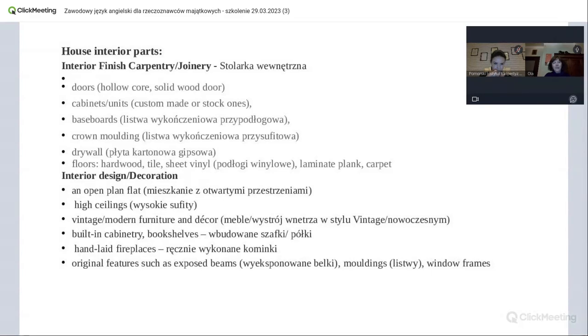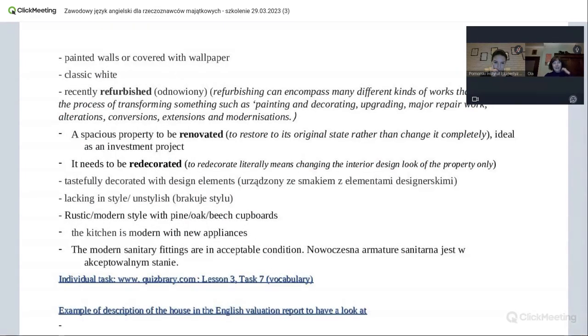Exposed beams, wyeksponowane belki, moldings, listwy, window frames, ramy okienne, right? So I hope that you will find all these expressions useful. And also here is the continuation of useful expressions, but I would like to draw your attention to three words which are in bold here. It's refurbished, renovated, and redecorated.